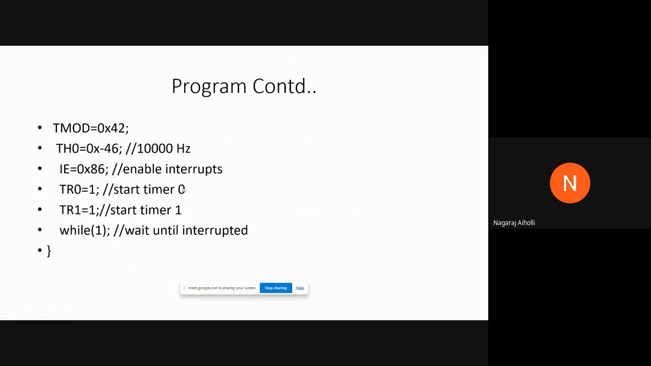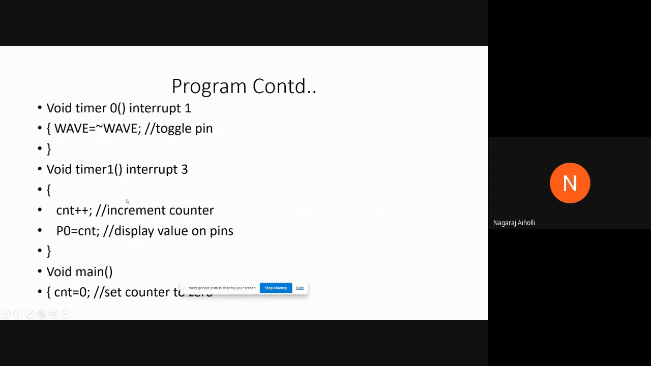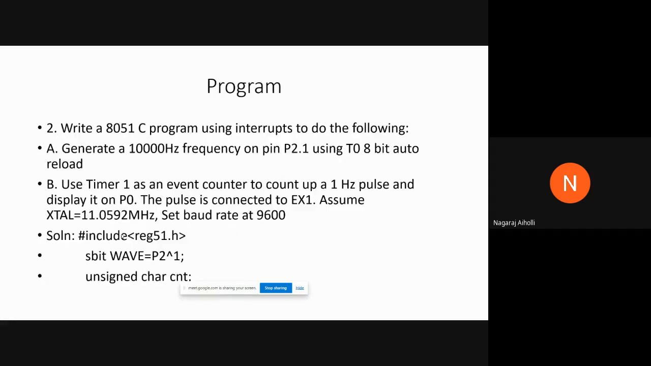That means if there is an interrupt, then only the main program will be temporarily suspended and go to the interrupts. That is why timer 0 is interrupt 1 if this is the interrupt, and timer 1 is interrupt 3 if this is the interrupt. If it is timer 0 interrupt, then it will go to this function and generate the square wave. If it is timer 1 interrupt, then it will go to this function and count the number of pulses of the 1 Hz frequency. So this is how the program is written.